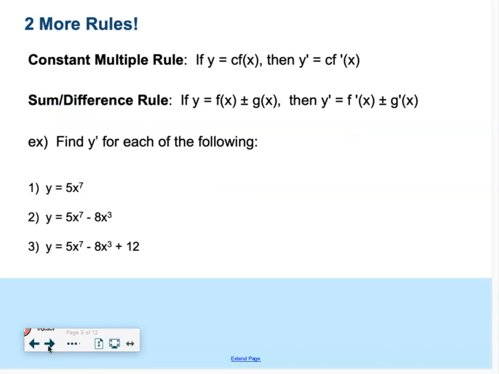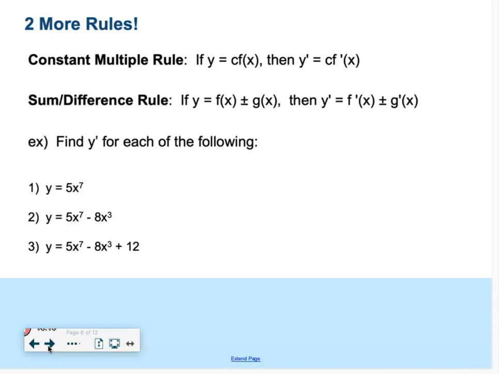Okay, so 2 more quick rules. I do not like the name of this rule. It's called the constant multiple rule. So if y equals a constant times a function, then y prime is the constant times the derivative. We're going to do examples in just a second. I don't like that name because students see a constant and they think, oh, constant goes to 0, when it's not really a constant if it's attached to a variable, it's a coefficient, right? I would prefer to call this the scalar multiple rule because I like to think of coefficients, numbers that are in front of variables.